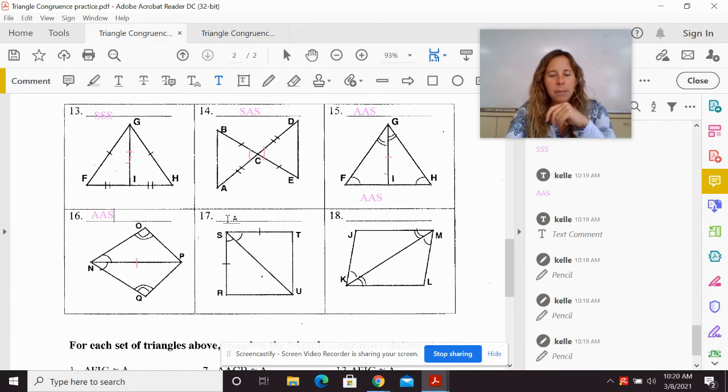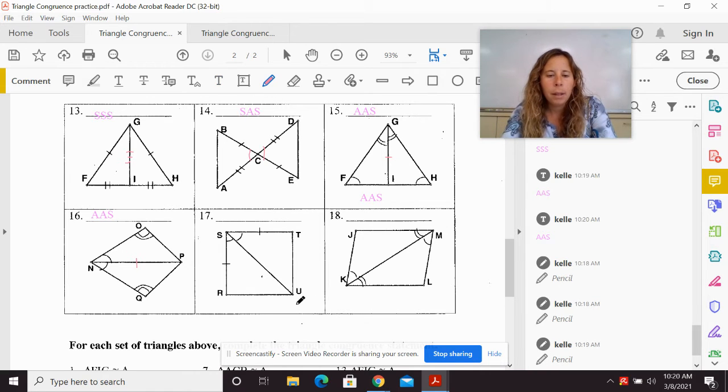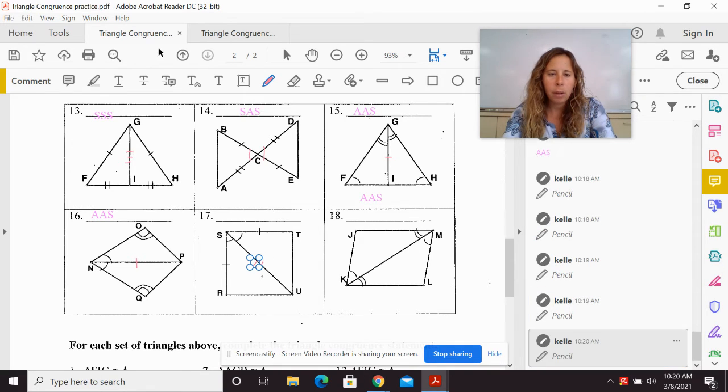Okay. Number 17. Drawing your line of congruency on the shared side. They both share this side. I'm going to put 2 lines on it. There we go. So that is side, angle, side.